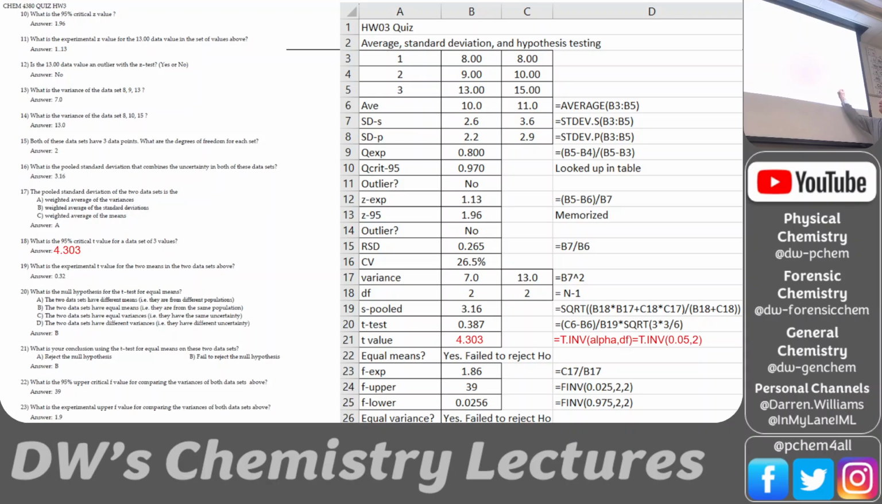So we don't divide alpha by 2 using this formula here. It's 0.05, and then the degrees of freedom was 2 because we had 3 data points. And so our t-value should be 4.303.